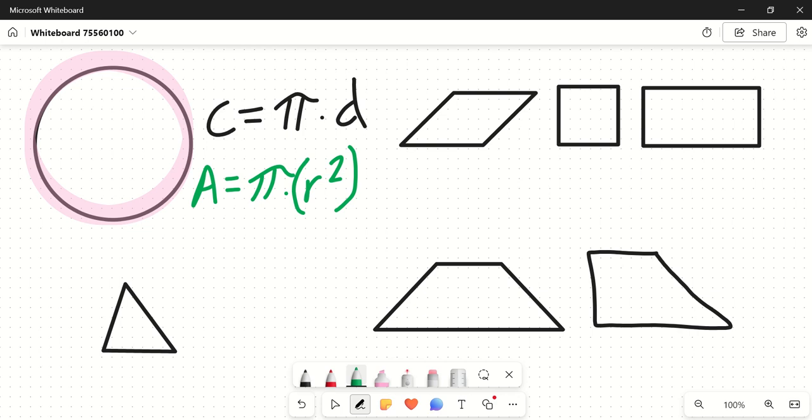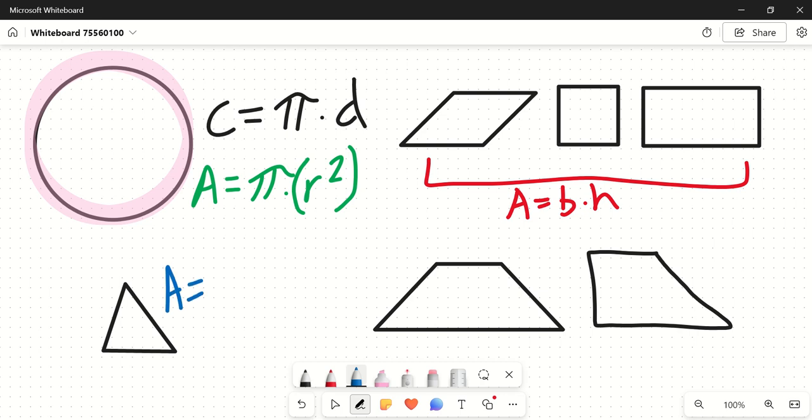What about the formula for the area of quadrilaterals? Remember, all three of these have the same formula. What is it, ladies and gentlemen? Area equals base times height. This is very important that you remember this because this is going to come into our lesson today. What about triangles? Area equals base times height divided by 2. Another way of saying it is area equals 1/2 times base times height. Either one of these is fine.